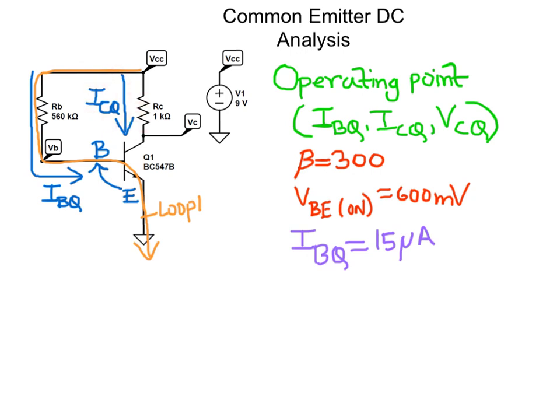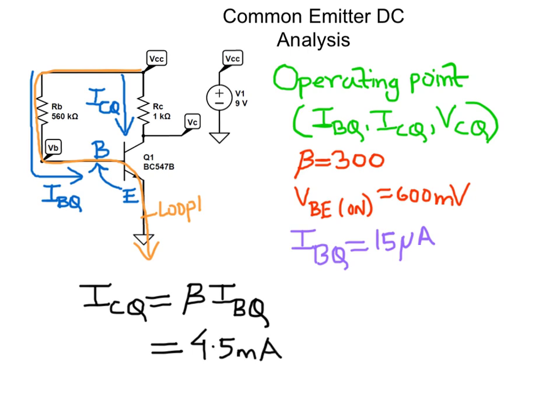So the quiescent collector current ICQ is given by beta, which is 300, times the quiescent base current, and this equates to 4.5 milliamps. So ICQ equals 4.5 milliamps.